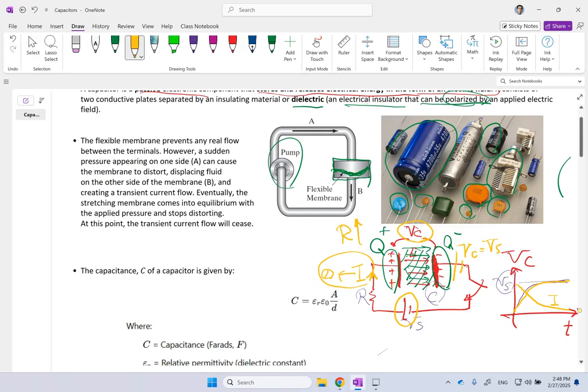So in a mechanical system, this is similar, as I said, to a pump that starts pumping. When it does, it applies some pressure here on the top of this membrane and will distort it.